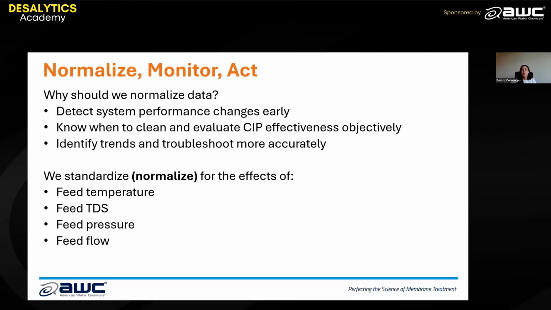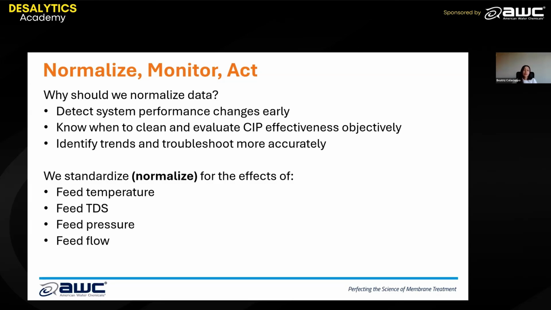For example, temperature will have an impact on differential pressure. The viscosity of water changes as the temperature changes. During colder seasons, if you're treating surface water, the water will be colder, which means it's more viscous. The DP would be higher by default. If you saw your DP going up during winter, it's not necessarily a sign that your membranes are fouling. It's just a sign that the water is more viscous.